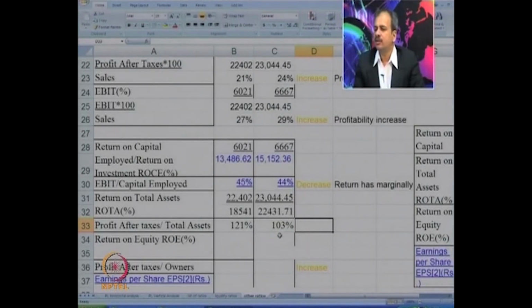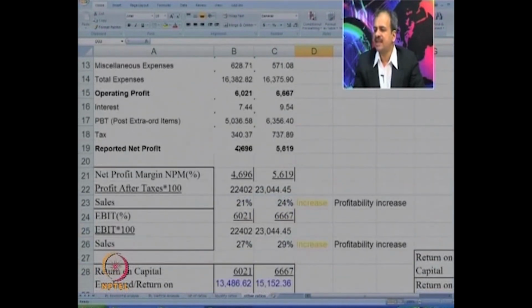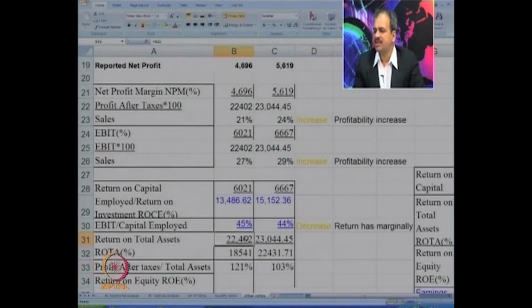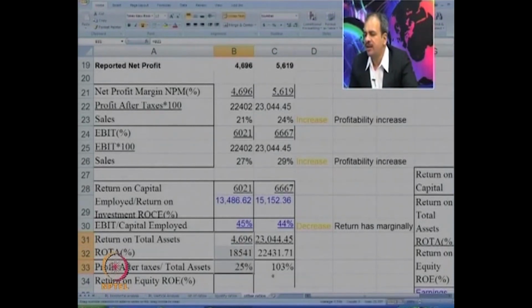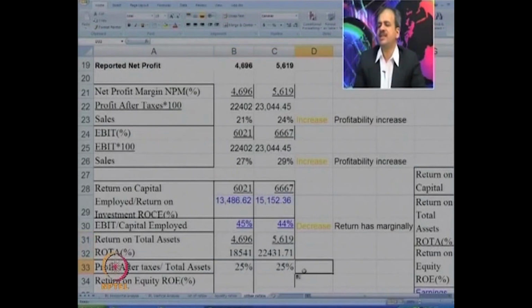However, overall profit after tax remains at 4,000. I think there is some mistake in linking it. I have tried to link it to sales. Yeah, now it is more appropriate. So, you can see that the profit after tax has increased from 4,600 to 5,600 and assets have also increased more or less in the same proportion. So, the profit has remained almost constant.